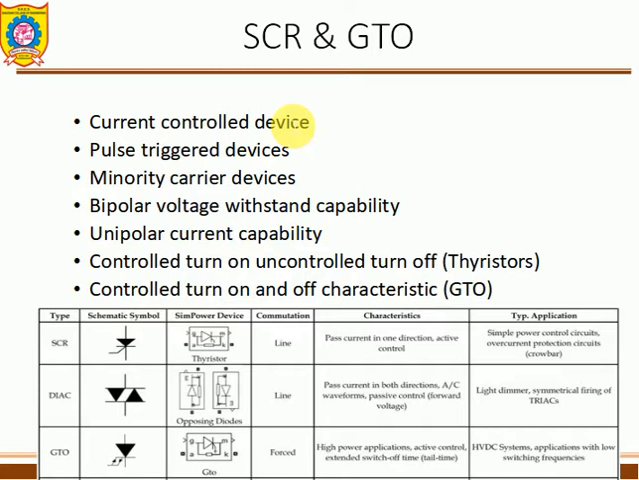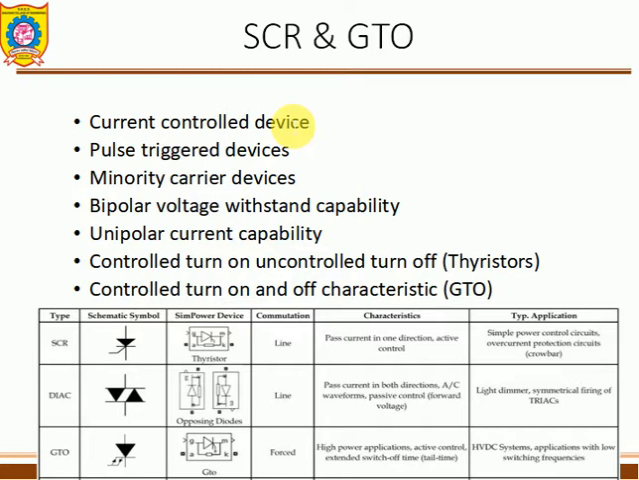Then the next one is a pulse triggering device. It's a pulse-based triggering device. What is the meaning of a pulse triggered circuit? You apply current to the gate terminal, a minimum current, which is equivalent to the latching current. Once you apply the latching current, after that you stop applying the current to the gate terminal, and it keeps on conducting. That's why it is called a pulse triggered device.